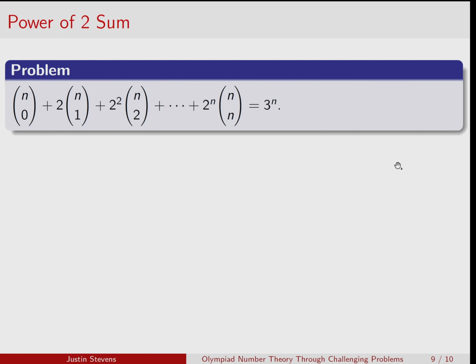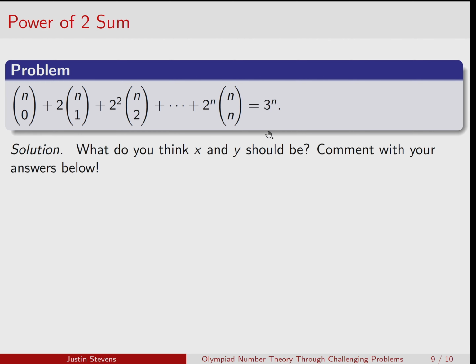Next up, we're going to look at this fun identity here, which involves multiplying each of the binomial coefficients by corresponding powers of 2. And we see that if we do this, we get a sum of 3 to the nth power. So as a question to you, what do you think x and y should be here in the binomial theorem? And please comment with your answers below as well. I'll give you a minute to think about that.